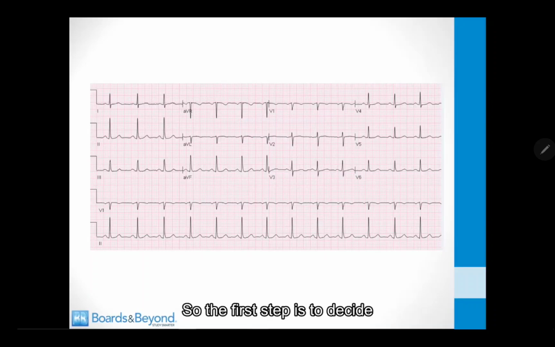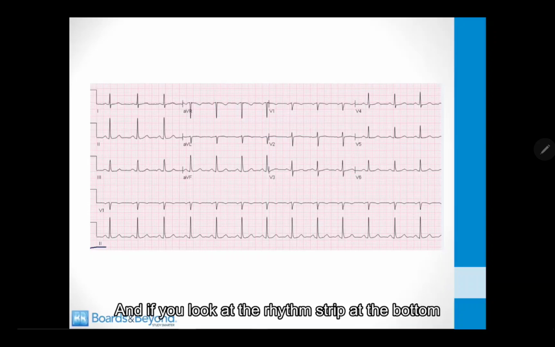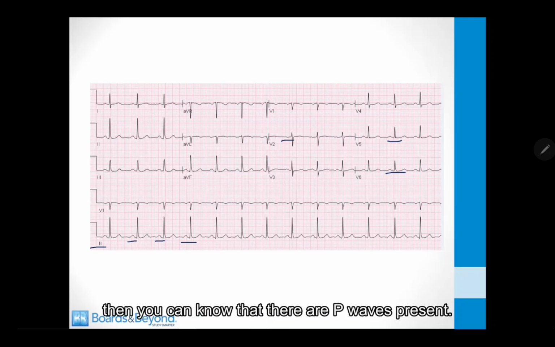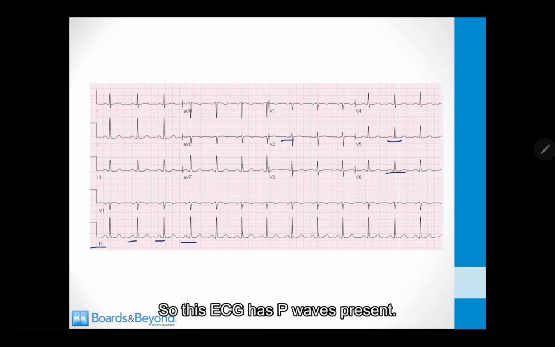The first step is to decide whether or not there are P waves present. If you look at the rhythm strip at the bottom for lead 2, it's very easy to identify the P waves. They're all over the place here in lead 2. You can also find them easily in lead V6 and V5. In some leads, they're harder to see. For example, they're harder to see in V2, but if they're present in all the other leads, then you can know that there are P waves present. So this ECG has P waves present.